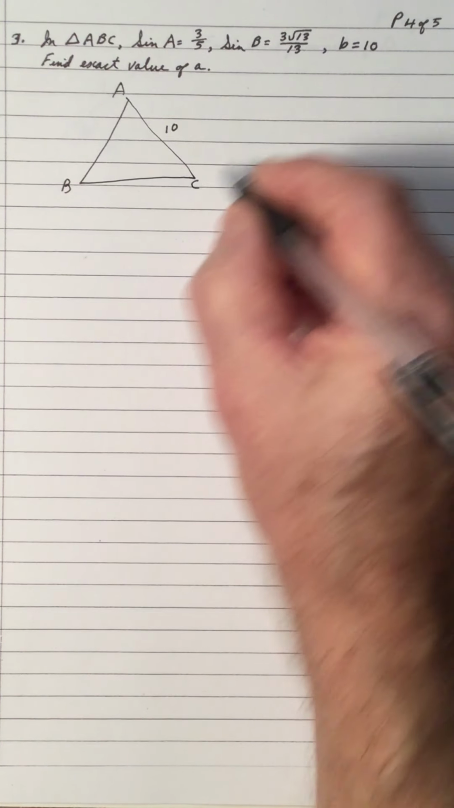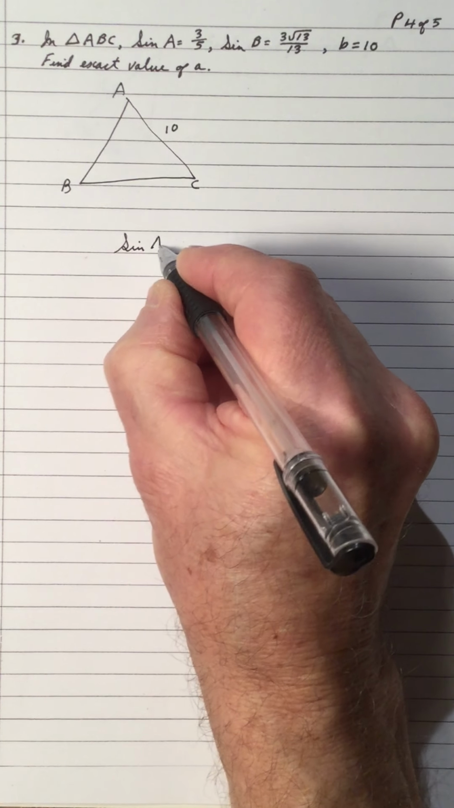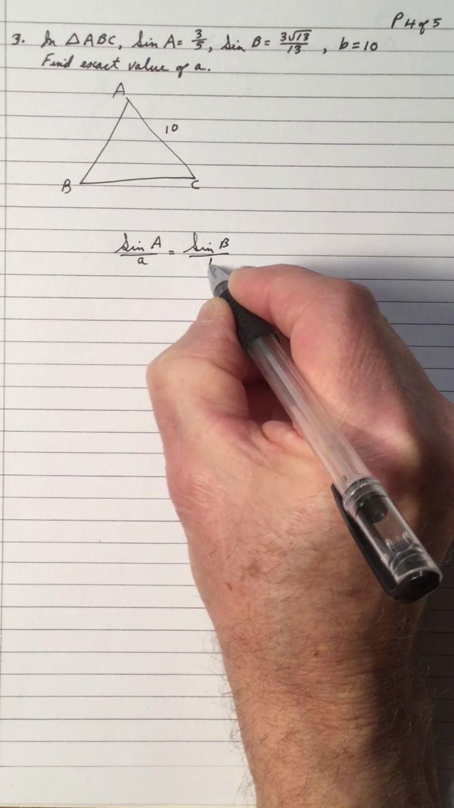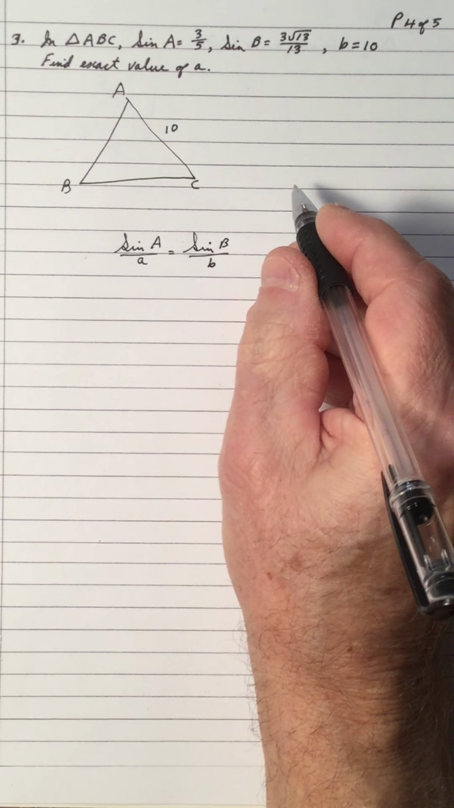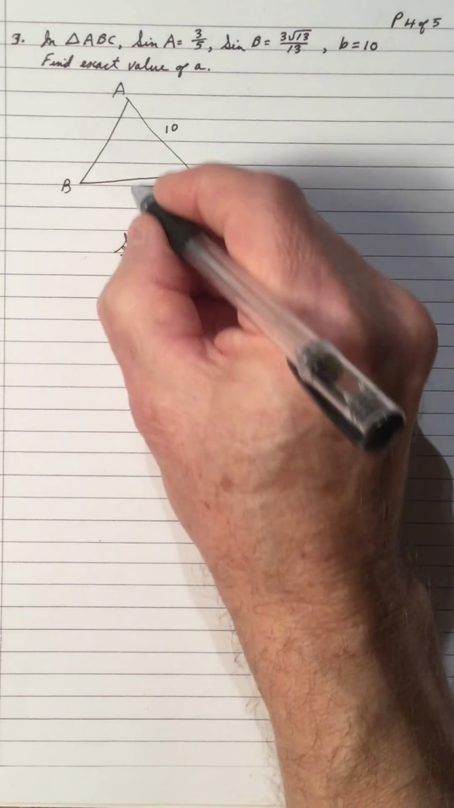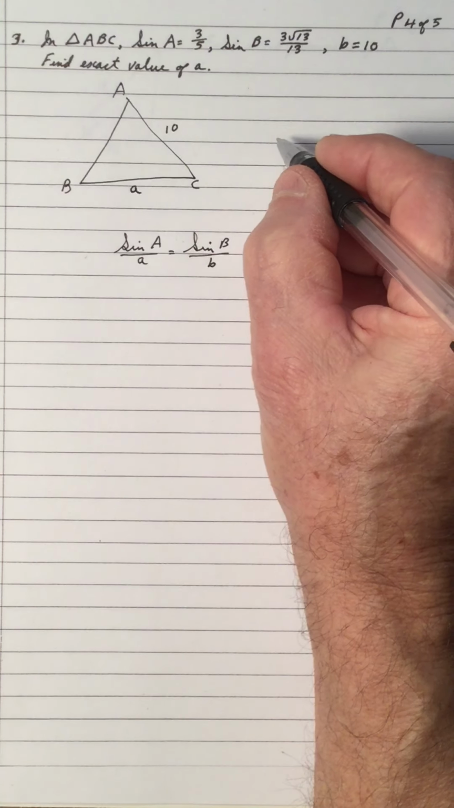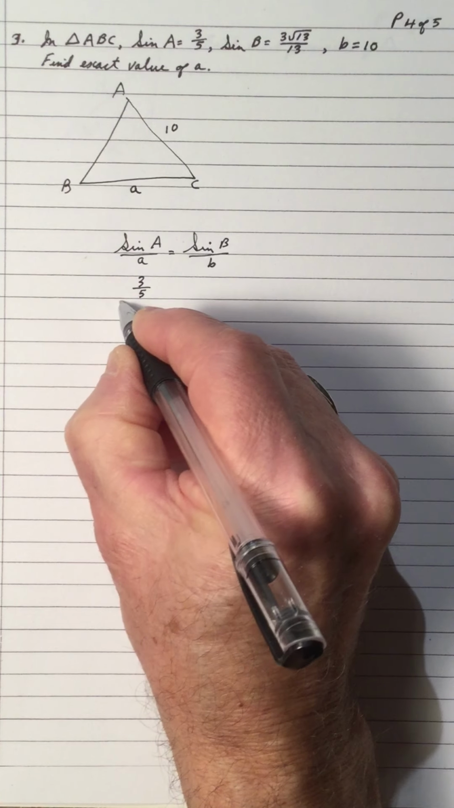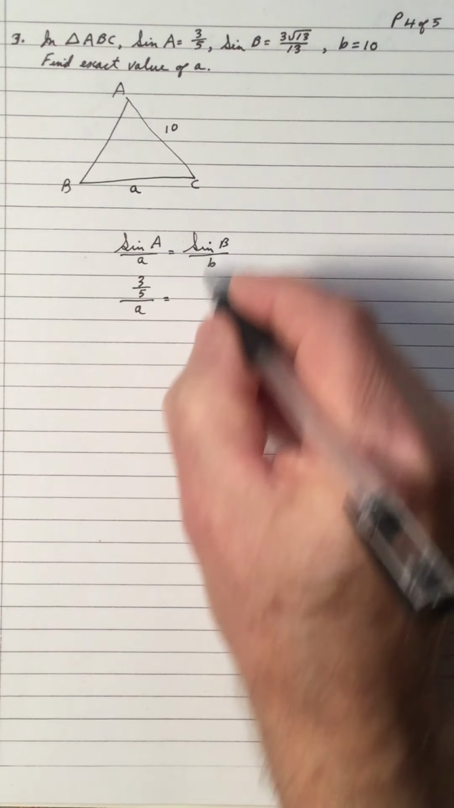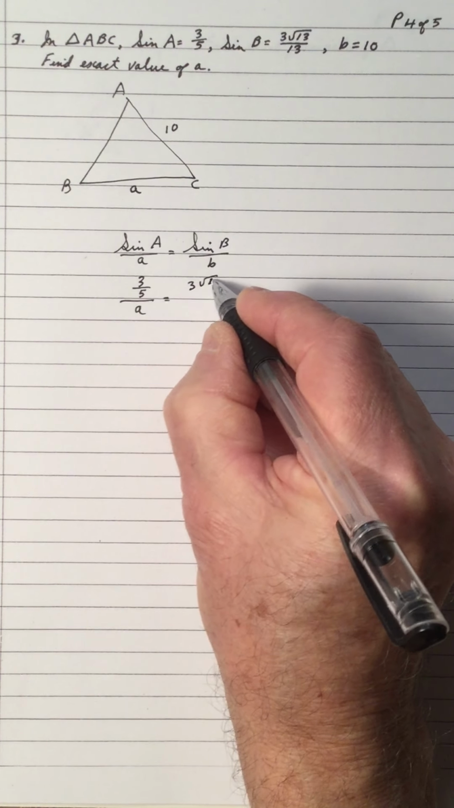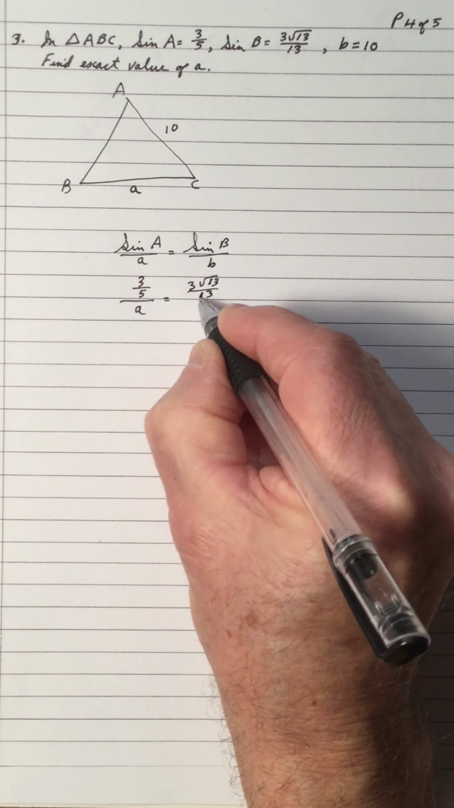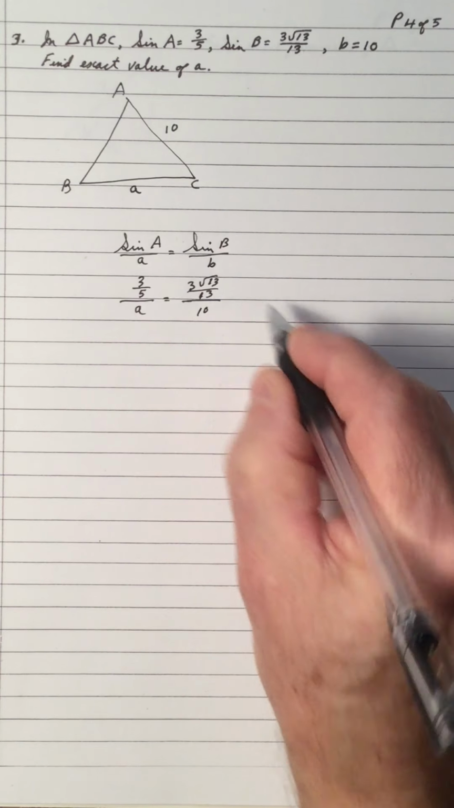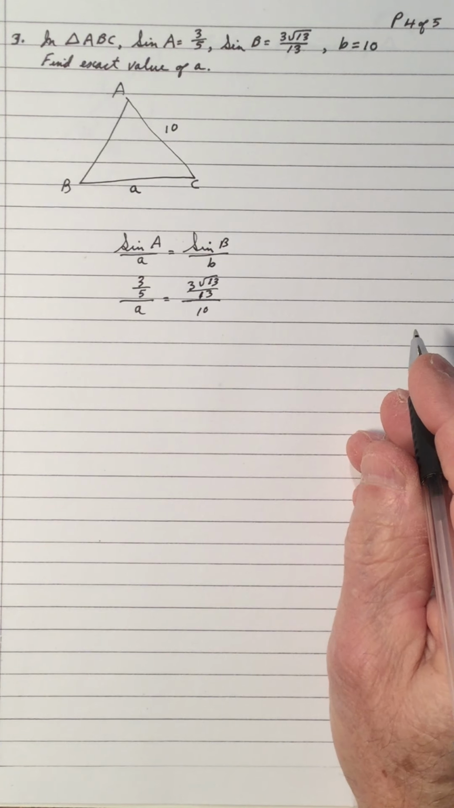So that means we probably have the sine of A over small a is the sine of B over small b. Looks like I got the sine law. And we want to find what A is here. So the sine of A is 3/5 over A. The sine of B is 3 root 13 over 13. And B is 10. So we have to solve this ratio.